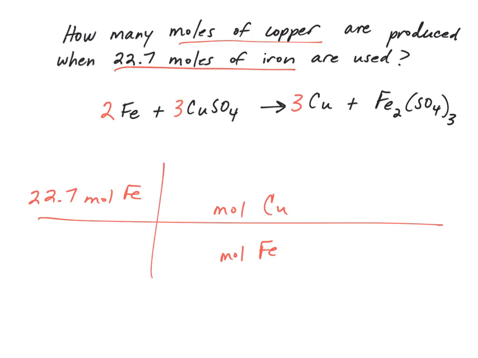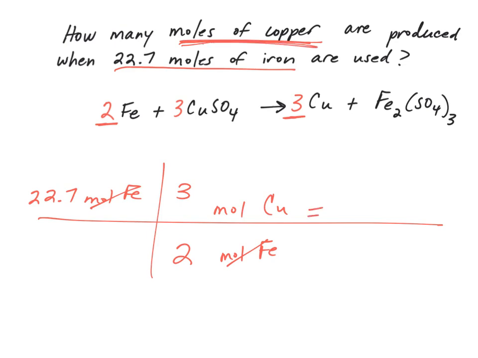I go up to my balanced equation and I see the coefficient of 2 tells me there are 2 moles of iron for every 3 moles of copper. Cancel the units that I can. If I stop at this point and solve the problem, then my answer would be moles of copper, which is exactly what my target is. So at this point, I'm going to stop.